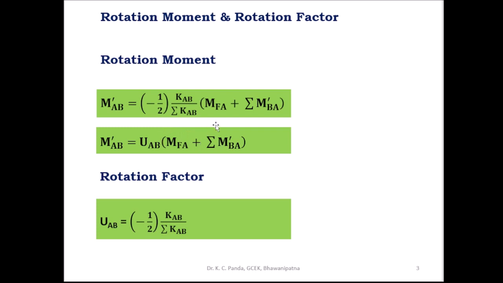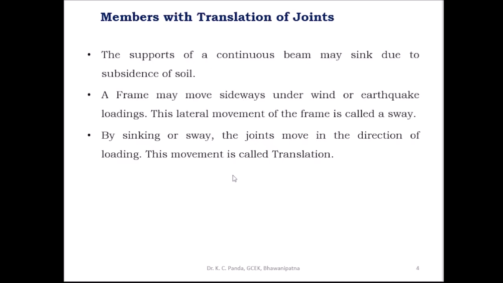and the far end rotation moments. But at the beginning, the far end rotation moment is assumed to be 0, and you use the fixed end moment of the joint. Then you can find out the near end rotation moment by using this formula. So these are the formulas used for the analysis of member without translation of joints.